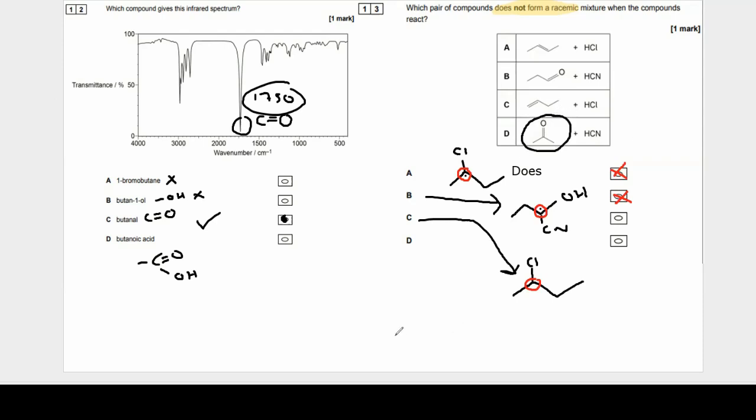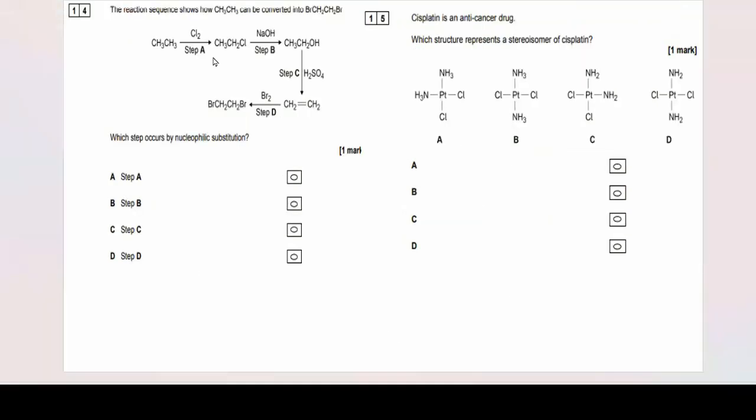So A, B, and C can form a racemic mixture. Now, when we look at D, D does not have a chiral carbon attached. Even when the nitrile adds, so it becomes a hydroxynitrile, it's actually got 2 methyl groups either side of the central carbon. So actually, there's no chiral carbon. That cannot form a racemic mixture. Right, the answer's D. Okay, let's move on. Question 14.